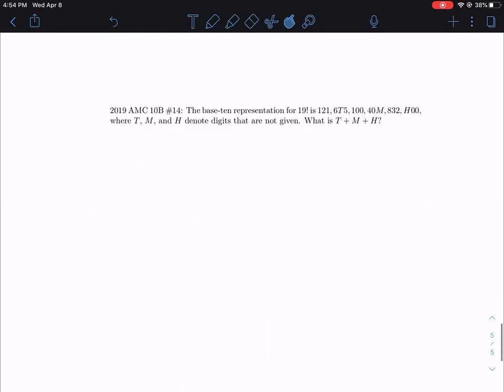This is the last problem. It's from an AMC 10, number 14, so it should be a little bit more difficult. There are a few of you that might have taken this test, but I'm not sure.